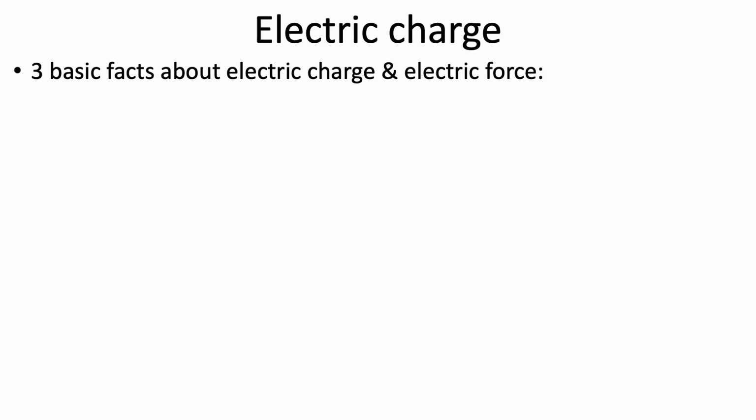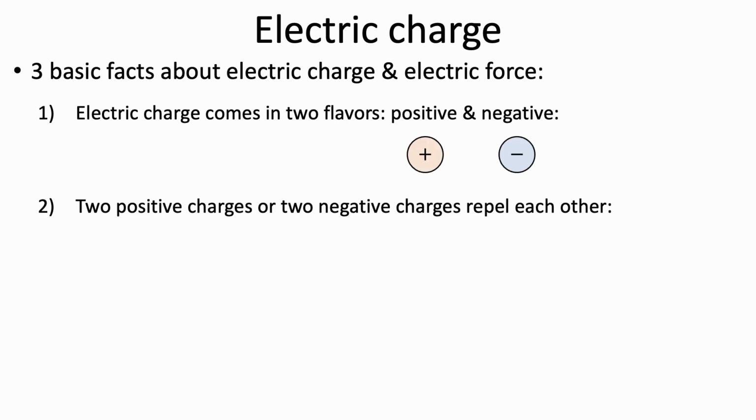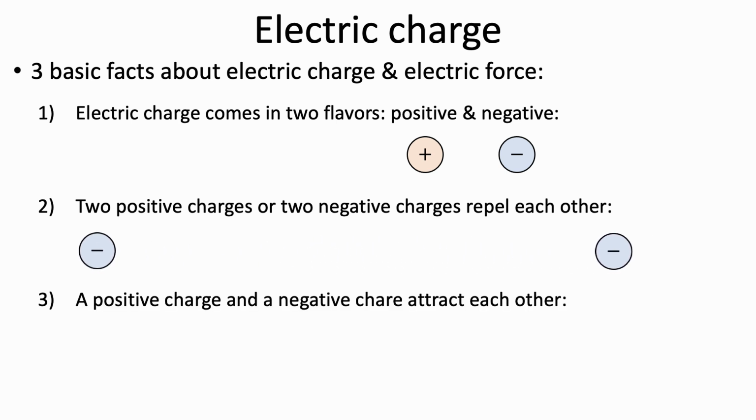By conducting experiments using the triboelectric effect, and also through other experiments, people made three basic observations about the electric charge and electric force. First, electric charge comes in two flavors, positive and negative. Second, two positive charges or two negative charges repel each other. And third, a positive charge and a negative charge attract each other.